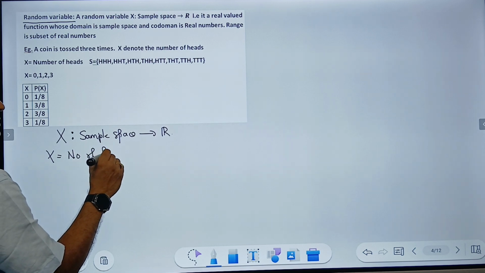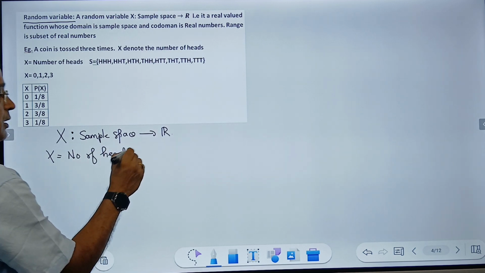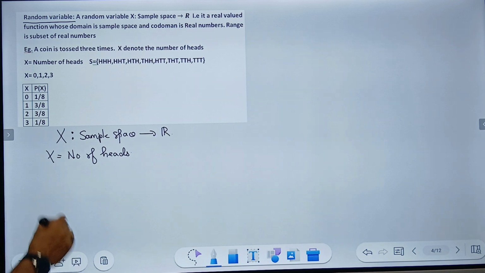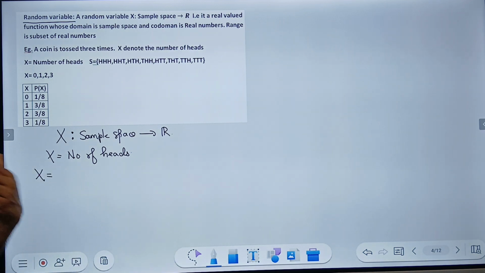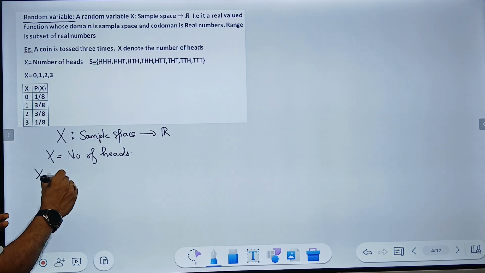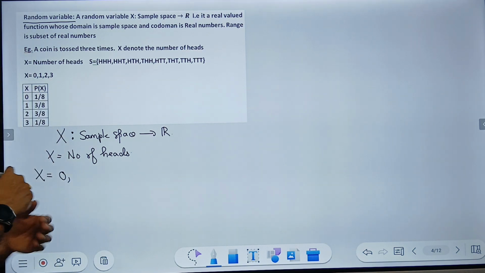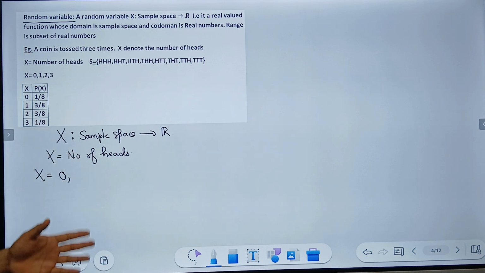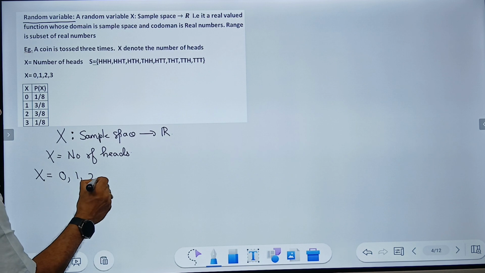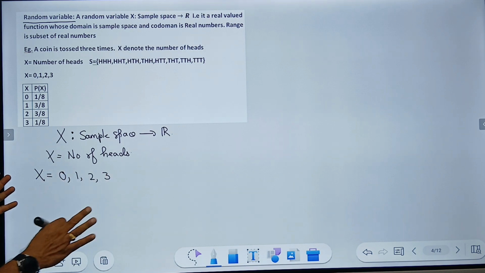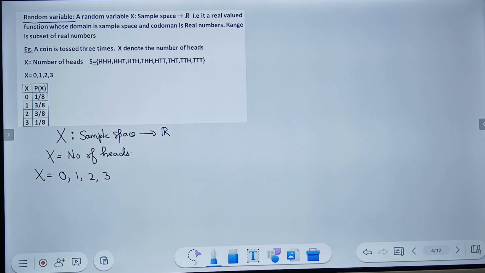Number of heads. Now, what is the meaning of number of heads? When I toss a coin 3 times, how many heads can I get? I may not get any head. That is what I have written here, 0. I may get all tails. Or I may get 1 head, or I may get 2 heads, or I may get 3 heads. That's all, because I am tossing the coin only 3 times. So this is my random variable X.